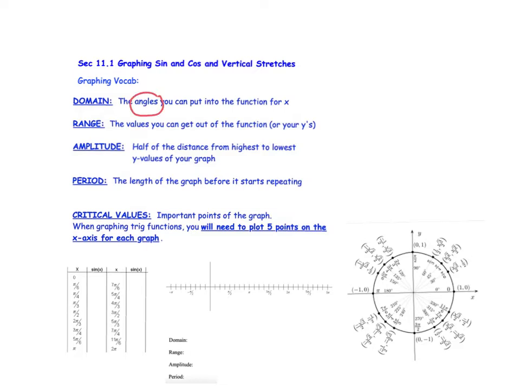These are the angles that you're going to be able to find on your unit circle, which we're going to be doing down below. The range refers to the values that you get out of the function, so the output values. In our case, the range values are going to be the actual ratios that, once again, we get off of the unit circle down below.